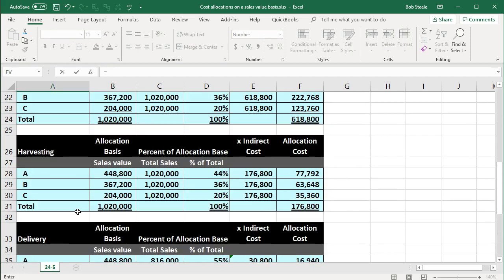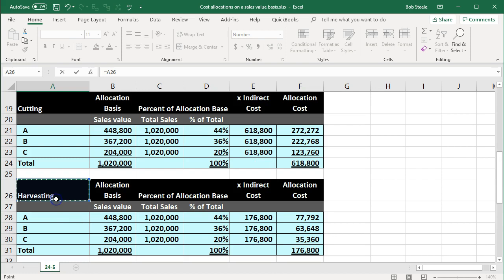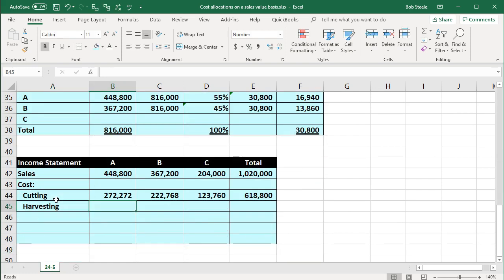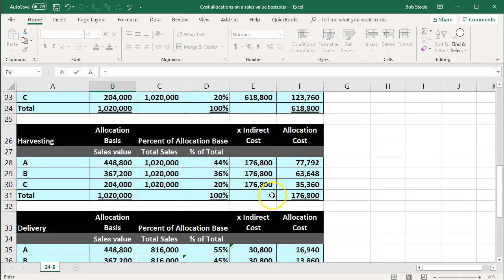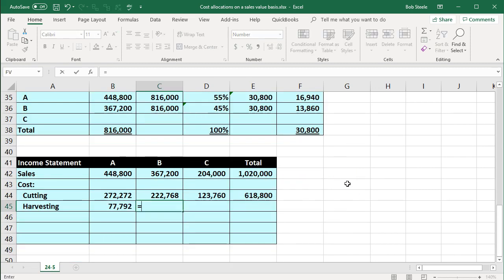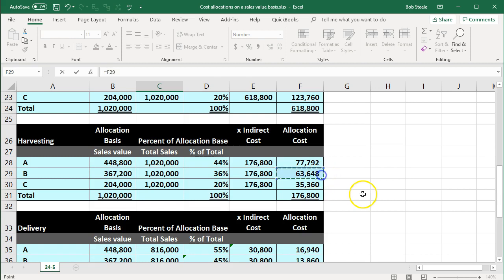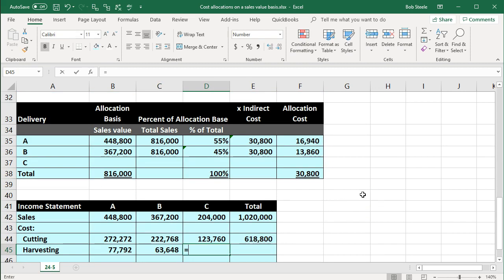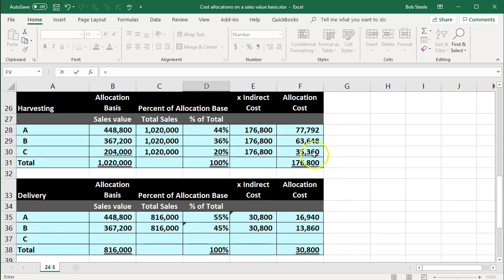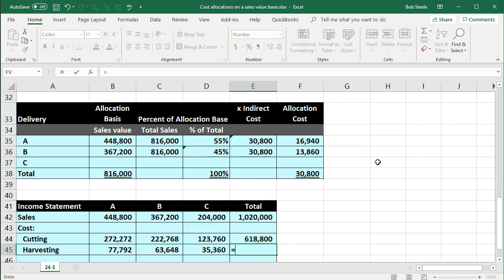And then we'll go to the next item, which is harvesting. For A, harvesting is going to be the 77,792. For B, the harvesting is going to be 63,648. For C, it's going to be the 35,360, and then we'll sum those up.